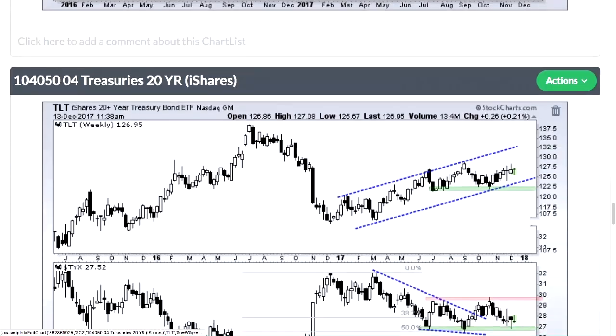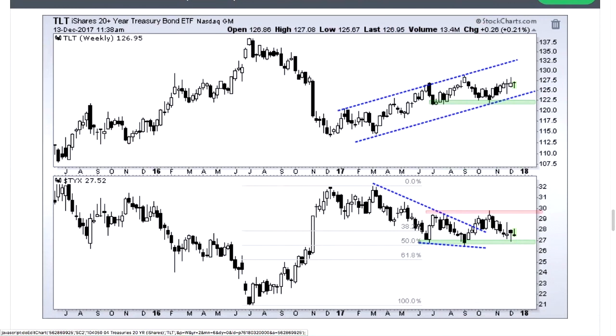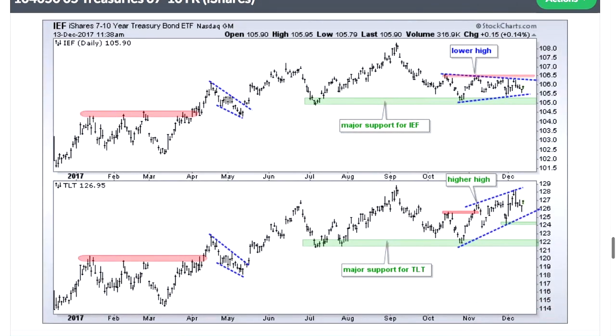So here's TLT. Now, this is the weird thing, and I'll show this in more detail on the daily chart. Whereas IEF has been flat, TLT's been edging higher here and remains in an uptrend for the past year. And then you look at the 30-year yield, and it looks like it's poised to break down here and move to new lows. So the 30-year and the 10-year are not on the same page. And the big move that we've had in rates has been at the short end of the curve. 2-year yields are at multi-year highs.